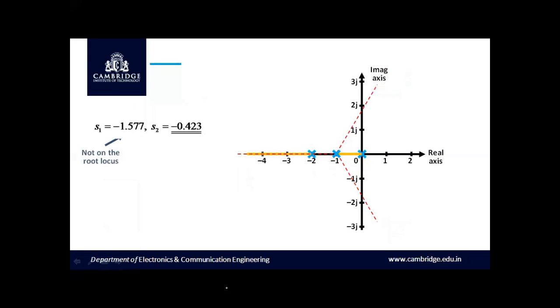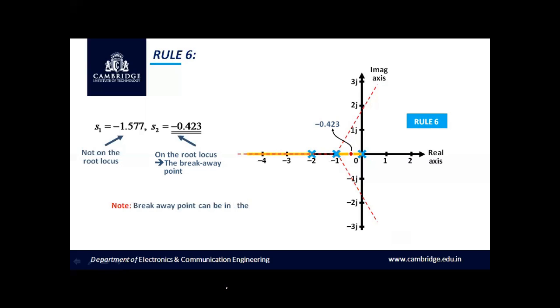Hence, I can say that as S1 equal to -1.577 is not on the root locus, it is invalid, and on the other side S equal to -0.423 is on the root locus. Hence, it is a valid breakaway point, and I have marked exactly -0.423 on the negative real axis. And this is the procedure to be followed, and we can make a note of this.